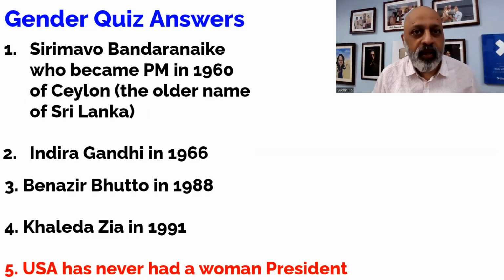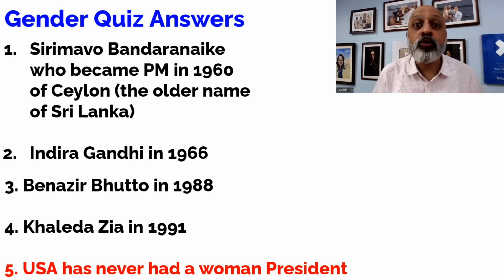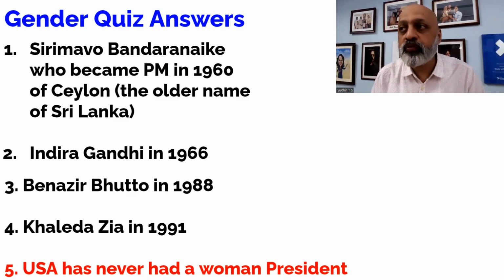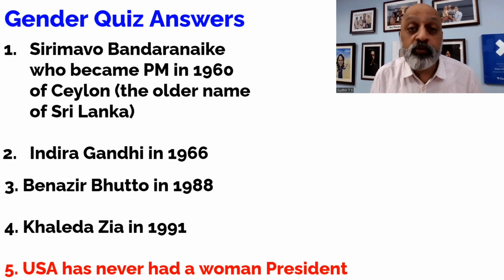Okay, now let me answer the quiz questions. The first question answer is Sirimavo Bandaranaike, who became Prime Minister in 1960 of Ceylon. That was the older name for Sri Lanka. The answer to the second question, the first woman Prime Minister of India, was Indira Gandhi in 1966 after the death of Lal Bahadur Shastri in Tashkent. The first woman Prime Minister of Pakistan was Benazir Bhutto in 1988. She was assassinated subsequently. The first woman Prime Minister of Bangladesh was Khalida Zia in 1991.